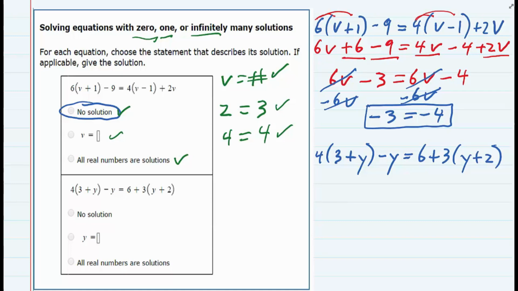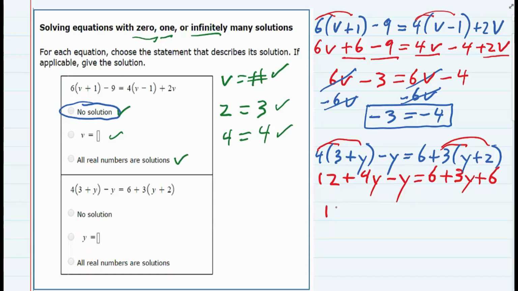And then we have a second equation here to solve as well. Same approach, I'm going to distribute to get rid of the parentheses. And when I do, 4 times 3 is 12. 4 times y is 4y, subtract that next y. And then on the right-hand side, we have the 6 brought down, the 3 is distributed, 3 times y is 3y, 3 times 2 is 6, no more parentheses, and we need to combine like terms.